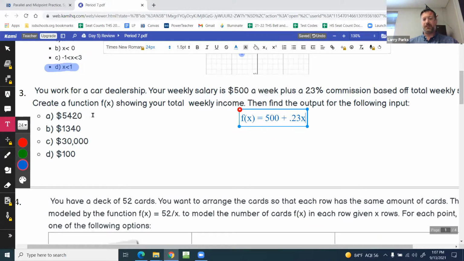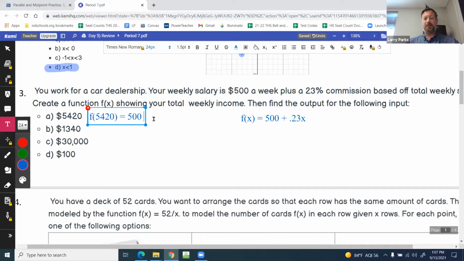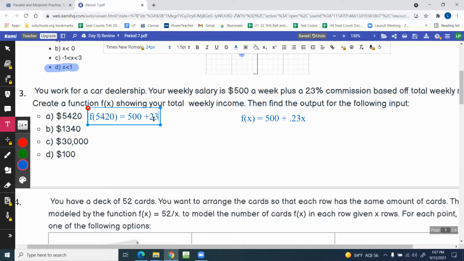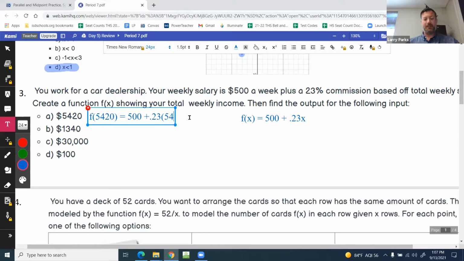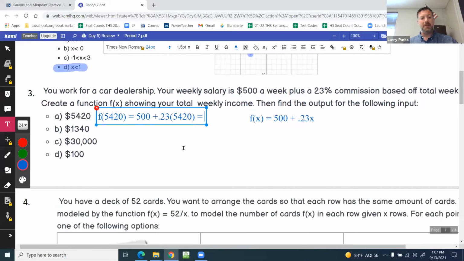To find 5420, I'm going to plug into that function. So my weekly income of 5420, I would get my $500 plus 0.23 times 5420. So if I plug in this function, it's going to tell me how much money I'm about to get, my weekly salary.